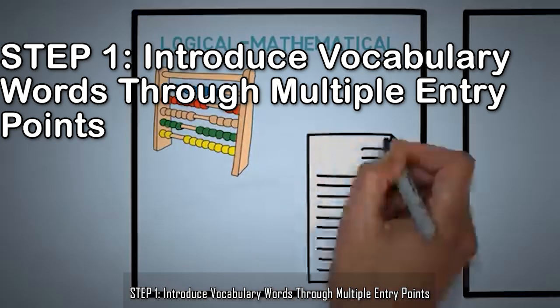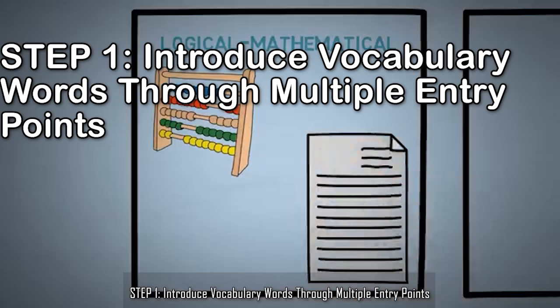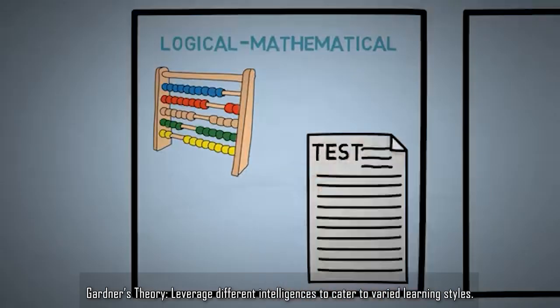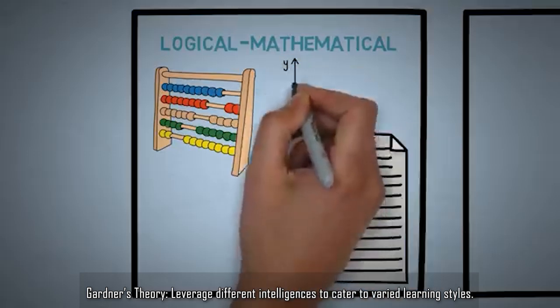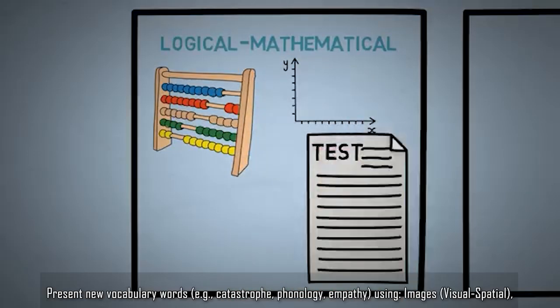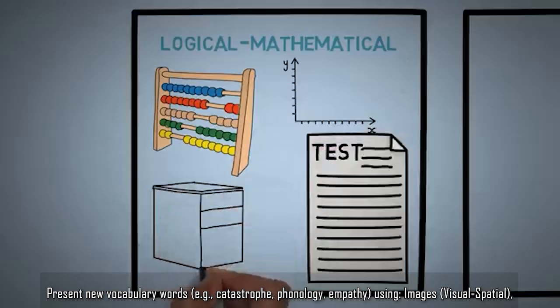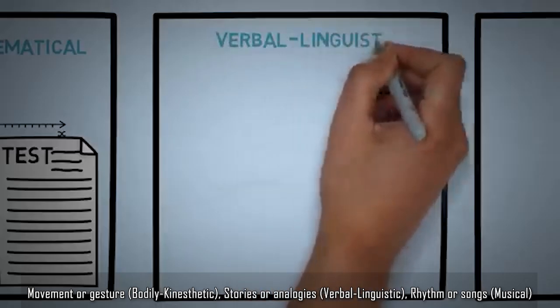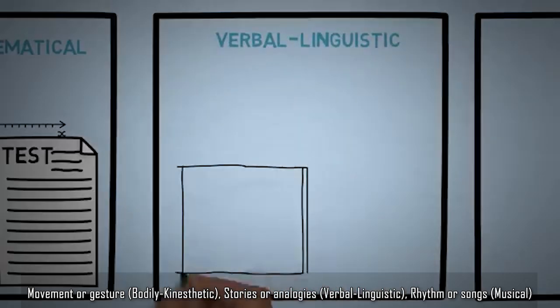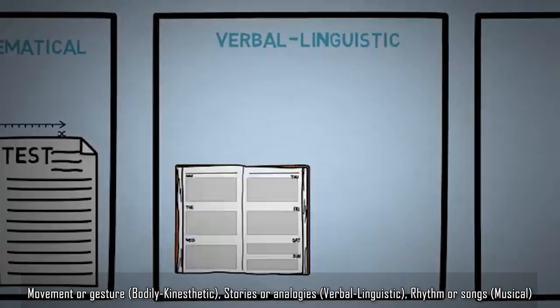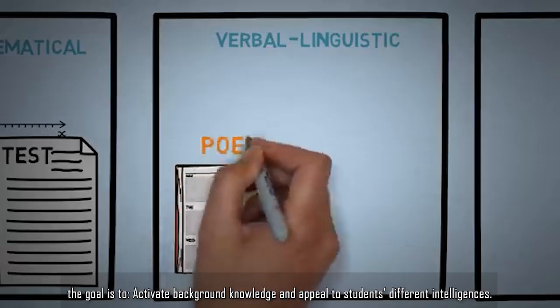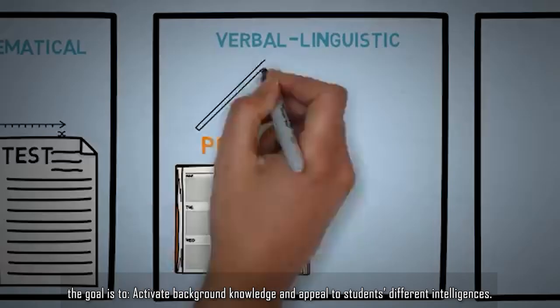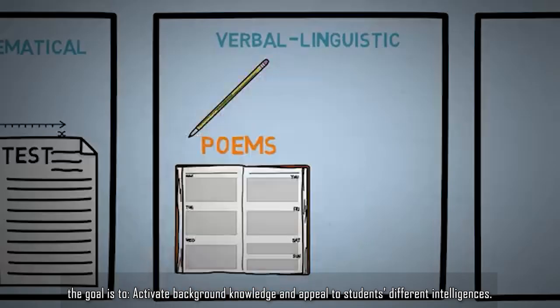Step 1. Introduce vocabulary words through multiple entry points. Gardner's theory leverages different intelligences to cater to varied learning styles. Present new vocabulary words, for example catastrophe, phonology, and empathy, using images for visual-spatial, movement or gesture for bodily-kinesthetic, stories or analogies for verbal-linguistic, and rhythm or songs for musical. The goal is to activate background knowledge and appeal to students' different intelligences.